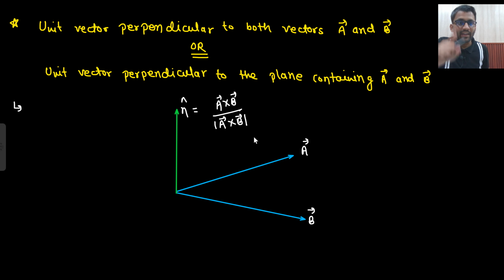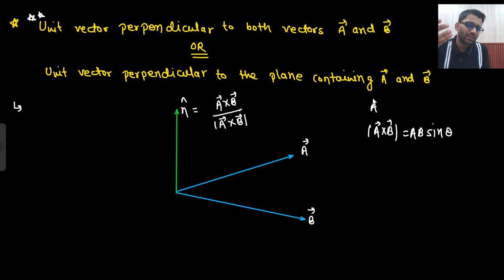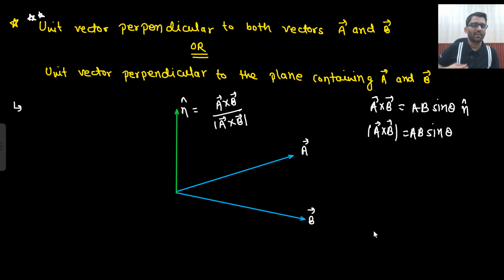So if you need to find a vector which is perpendicular to both vector A and vector B, then you simply need to take the cross product. Remember this thing always. By concept also you can think: vector A, vector B, perpendicular to both. That will be your n cap. You take the cross product and then the magnitude, because the magnitude of A cross B is AB sin theta, and A cross B is AB sin theta n cap. So if you divide both of them, you get n cap. This will be used in problem solving.